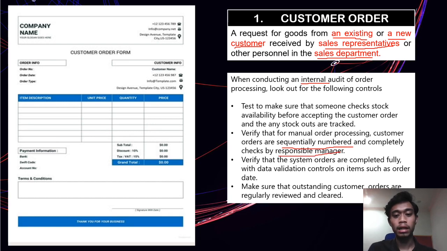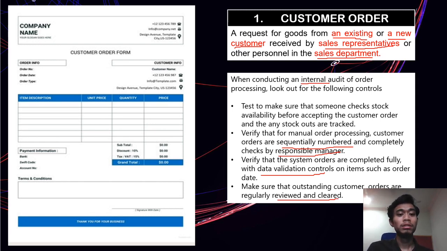Alright, so other than that, the internal audit must verify that the system orders are completed fully with data validation control on items such as the order date. Alright, so the last one is the auditor must make sure that outstanding customer orders are regularly reviewed and cleared. So kalau tak check kat sini, maybe ada yang tak perasan apa semua kan.